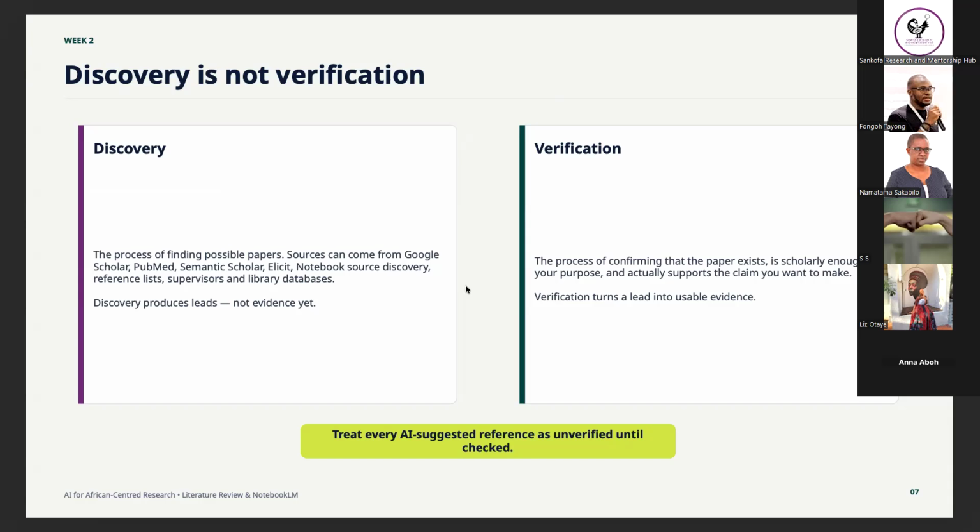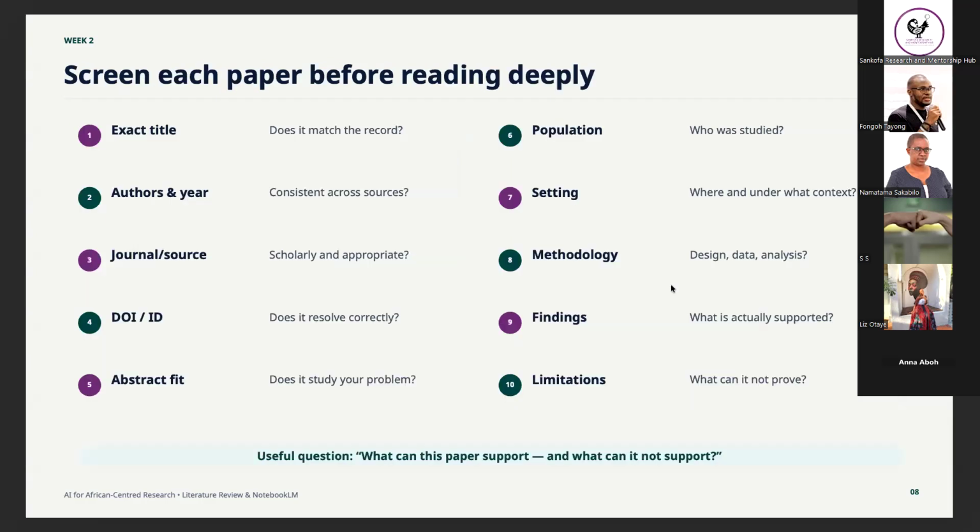So treat every AI-suggested reference as unverified until you check. We should keep that in mind. We should treat every AI-suggested reference as unverified until we check. Now, this is how to screen a paper before reading it deeply, which we're going to be using AI to do.